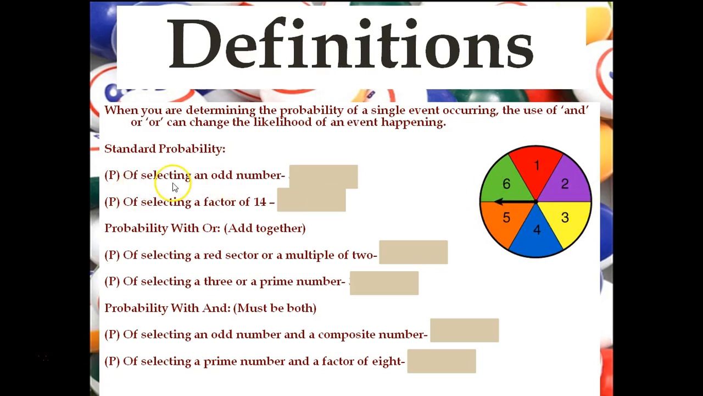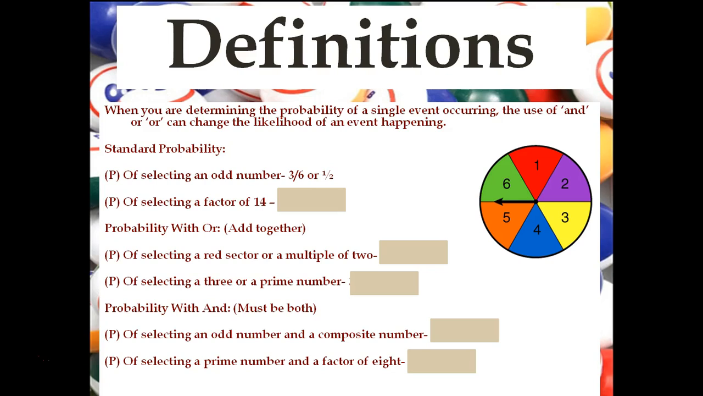What is the probability of selecting an odd number? So I look at the spinner. 1, 3, and 5 are odd numbers. So there are a total of 3 odd numbers and a grand total of 6 total outcomes, or 6 numbers. 3 out of 6, that's 1/2.